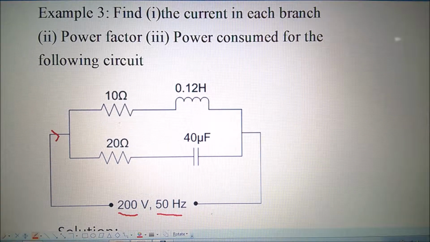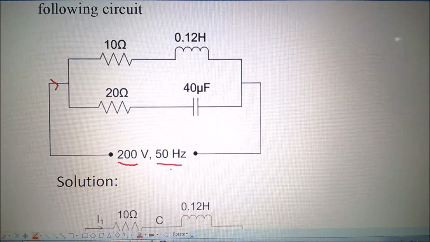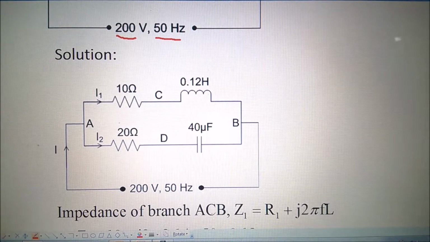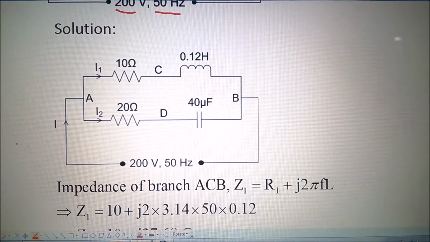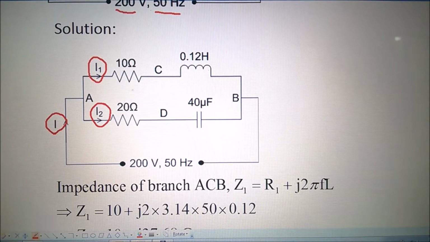Here I have redrawn the circuit again. This is the main current and these are the branch currents, I1 and I2. Now first we find out the impedance in this branch number 1, that means ACB. What is the impedance of that?